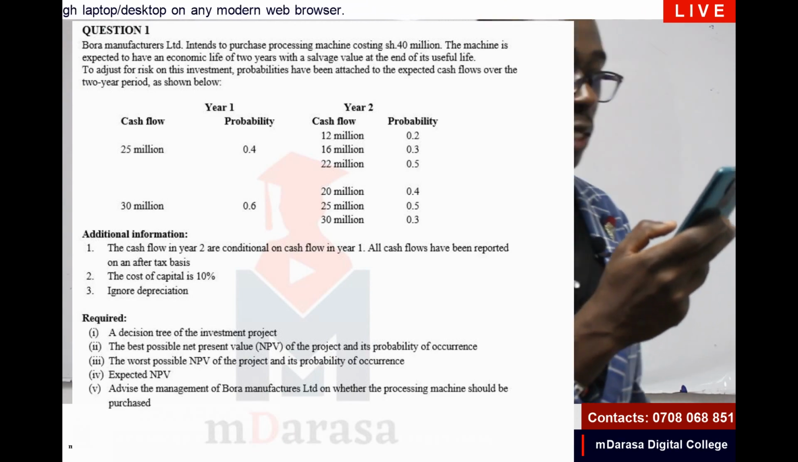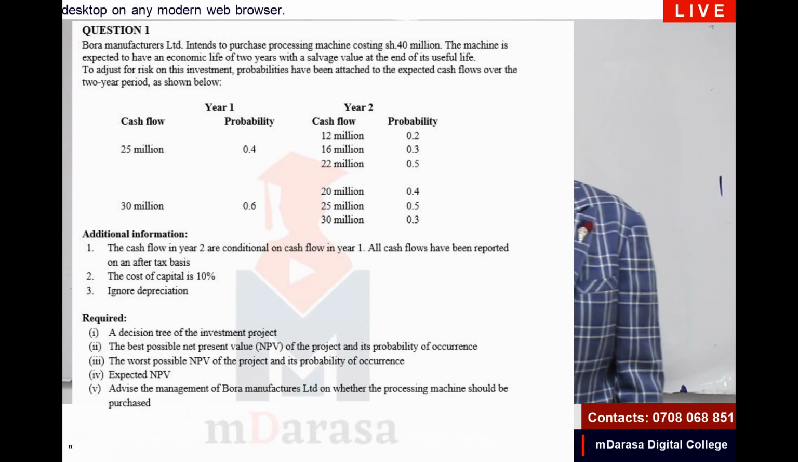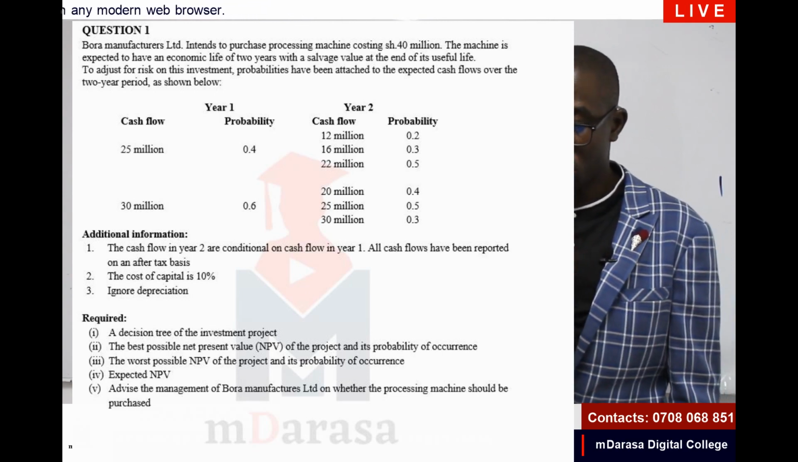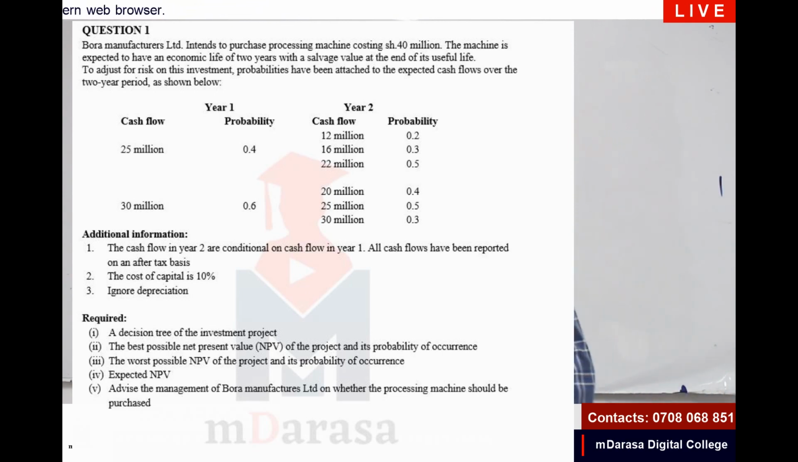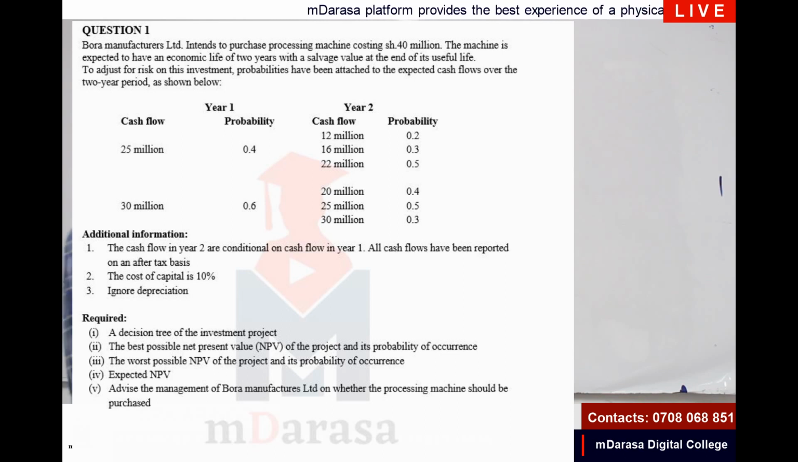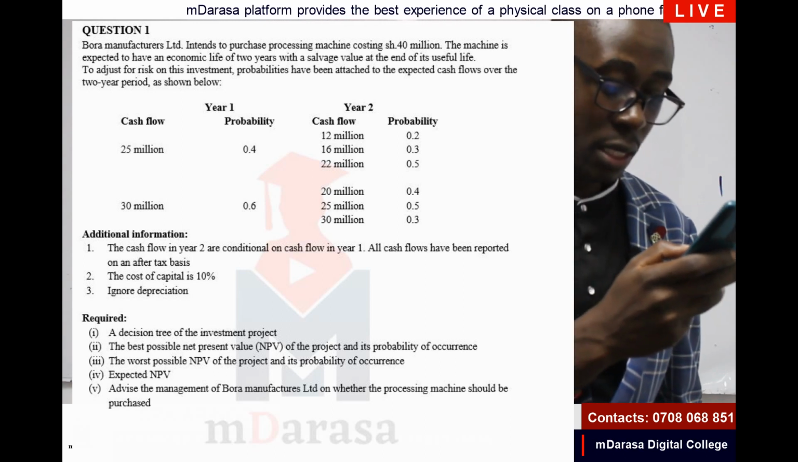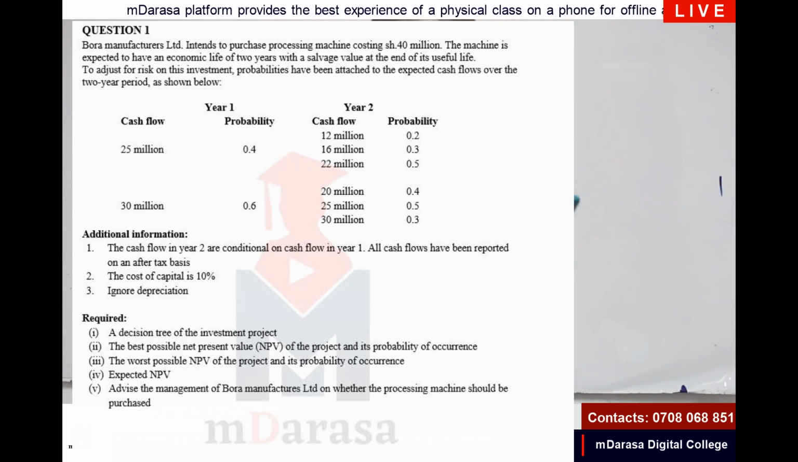So in our question, we are told that Bora Manufacturers Limited intends to purchase a processing machine costing 40 million. So that is the cost of this processing machine. I'm also told that the machine is expected to have an economic life of 2 years with a salvage value at the end of its useful life. To adjust for risk on this investment, probabilities have been attached to the expected cash flows over the 2-year period as shown below. I'm given year 1 and year 2, and this is the data that I'm given.